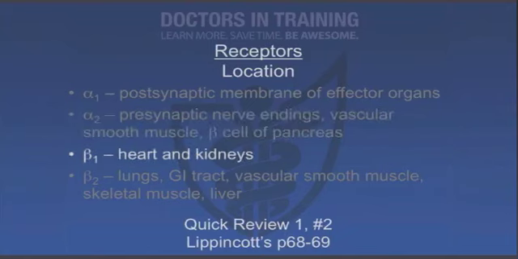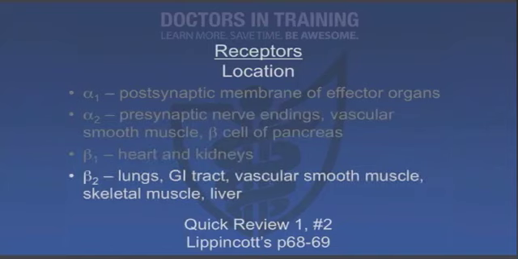All right, where are we going to find our beta-1s? Beta-1s, a whole bunch of beta-1 is in the heart, but you'll also find it in the kidneys as well. And then for beta-2, you're going to see this in the lungs, you're going to see it in the GI tract, vascular smooth muscle, and the skeletal muscle and liver. Next question.